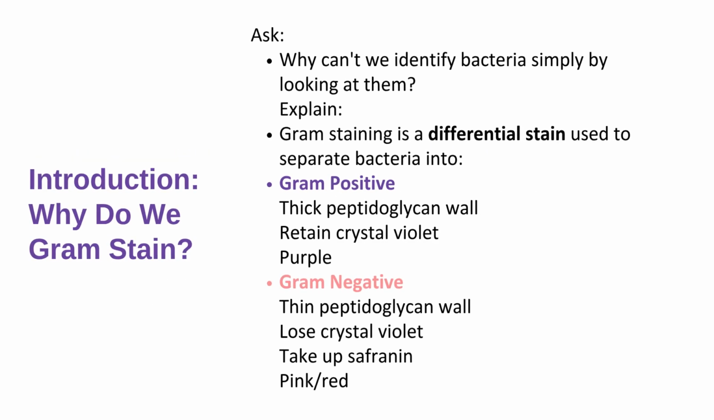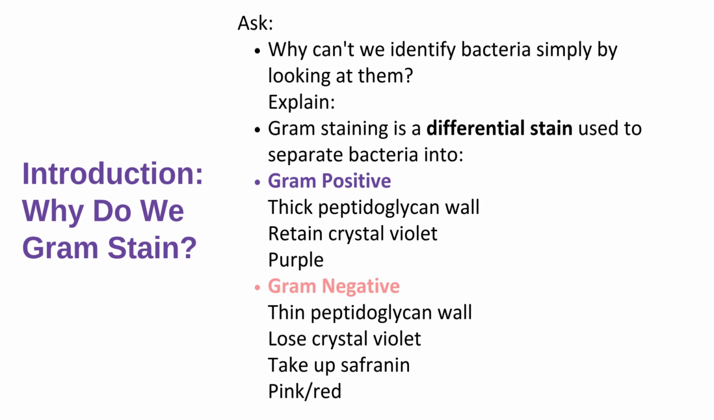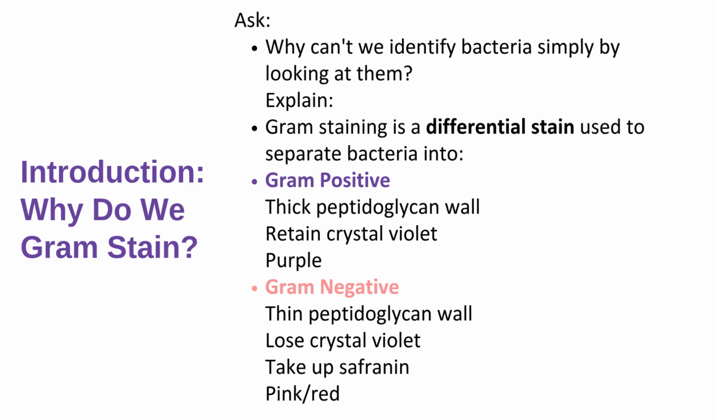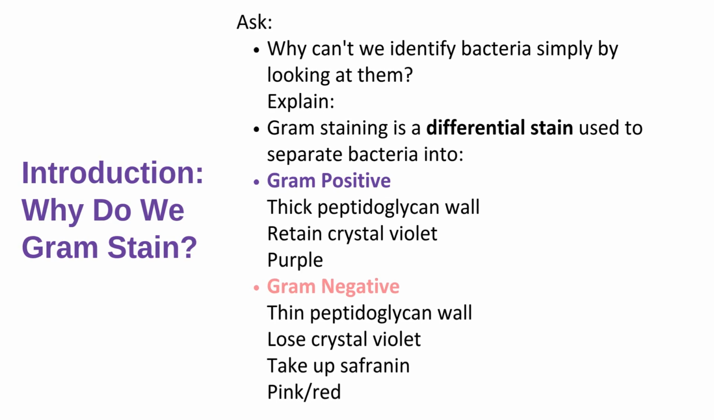Although bacteria may look similar under a microscope, they have important differences in their cell wall structure that cannot be identified by appearance alone. Gram staining is a differential staining technique that separates bacteria into two groups. Gram-positive bacteria have a thick peptidoglycan cell wall and appear purple, while gram-negative bacteria have a thin peptidoglycan wall and appear pink or red after staining. This helps scientists identify bacteria quickly and accurately.